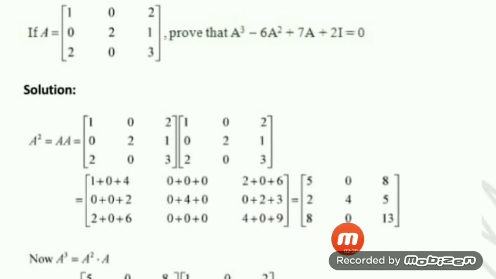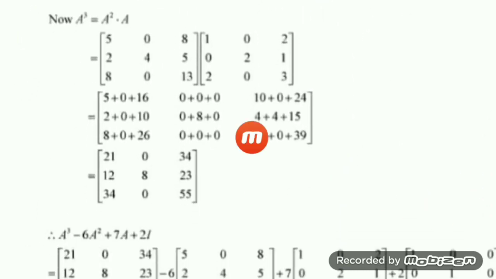Your A square. After getting A square, we will find A cube. And to find A cube, we have to multiply A square with A. Here you may do A into A square also, because you know matrix multiplication is associative. So we substitute A square and then A, and do the product as earlier. That is 5 into 1 is 5, 0 into 0 is 0, 8 into 2 is 16. Similarly, you complete the first row, then the second row.